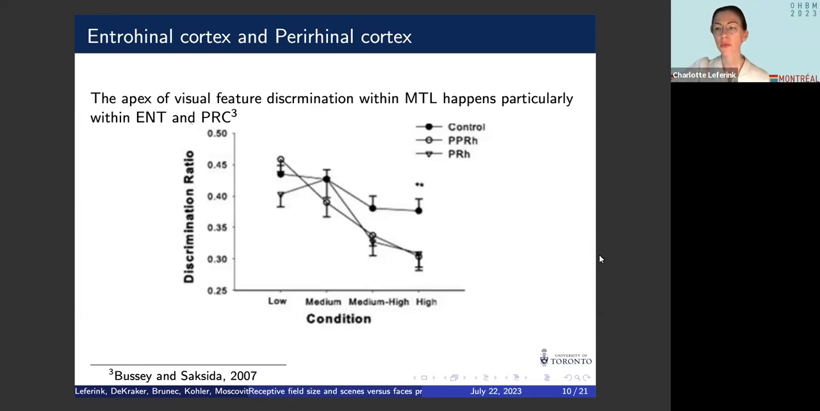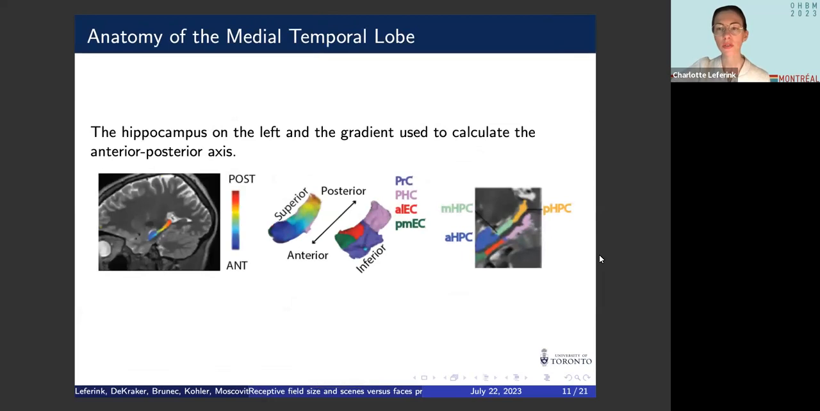So given that we have these different medial temporal areas with different functional specificity, we wanted to include them in our analysis of the hippocampus. So here we looked at the segmentation of the medial temporal area, such as the entorhinal cortex, which was segmented into the anterior lateral and the posterior medial, as shown here in the red and the green in the middle figure.